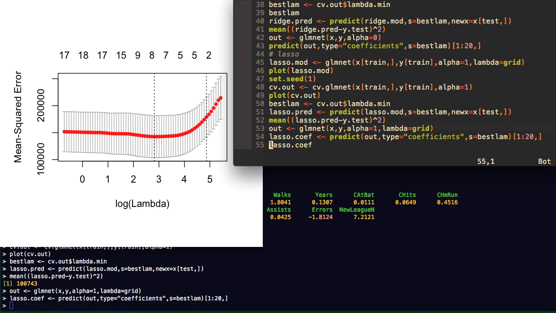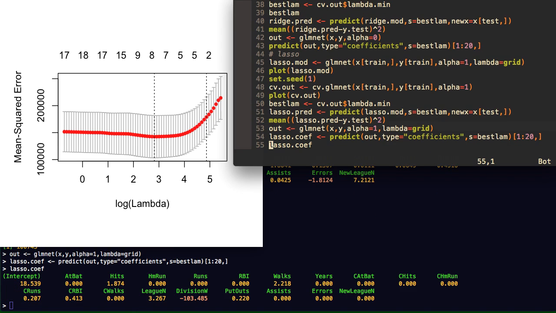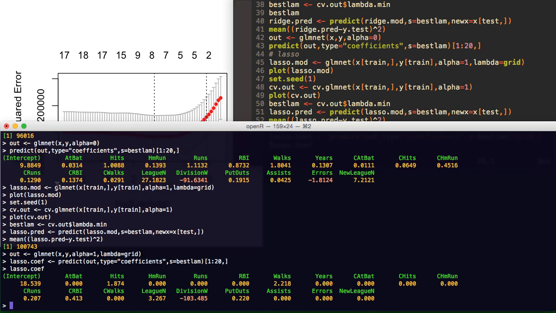And so now we have the lasso coefficients. And notice the things that were really tiny in the ridge model are now 0. AtBat was really tiny, it's now 0. CWalks was really tiny, it's now 0. HmRun wasn't that small, 0.13, and it's now 0. Wow, Runs was pretty big, and it's 0.